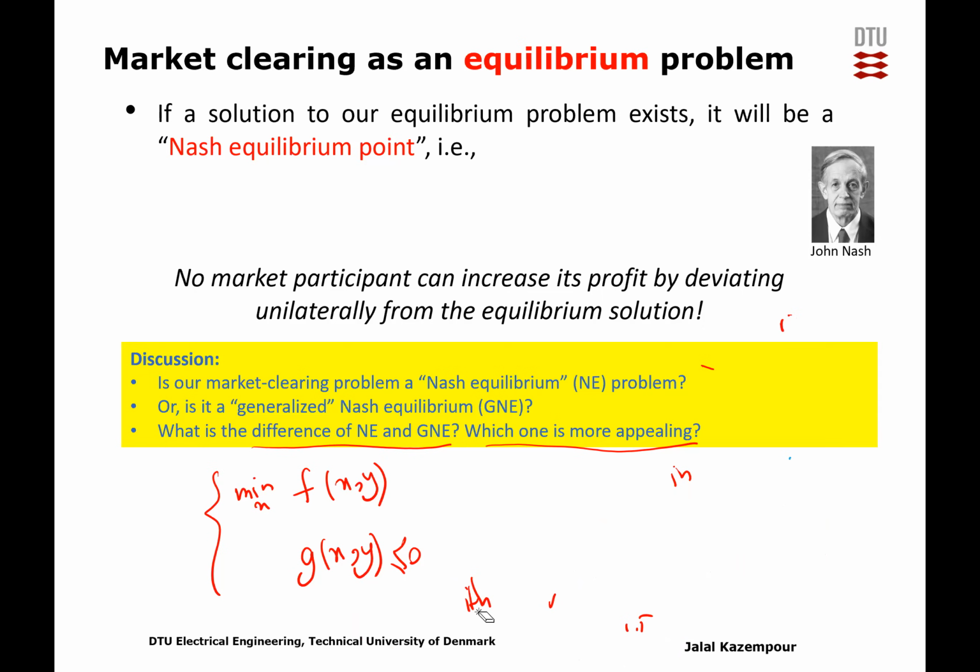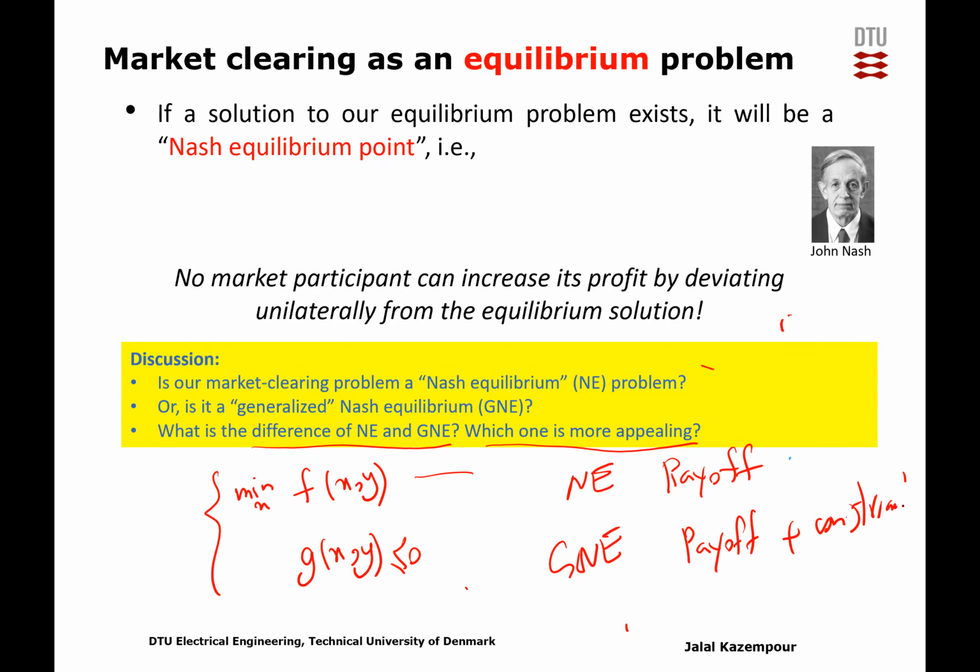Well, it will open another discussion if we talk about the payoff matrix. But just for your information, in Nash equilibrium, only payoffs are dependent on the decision of rivals, on other players. But in GNE, not only the payoff, but also the constraints, the feasible space, are dependent on the decision variables of the rivals, of other participants. That's the difference of NE and GNE.